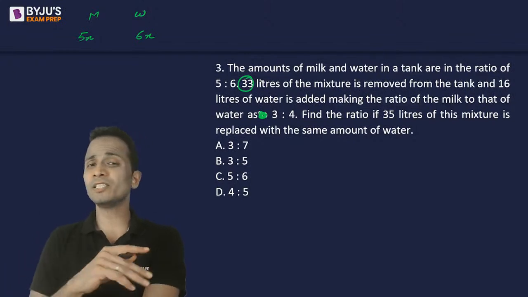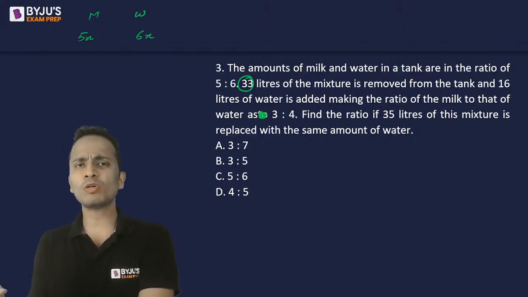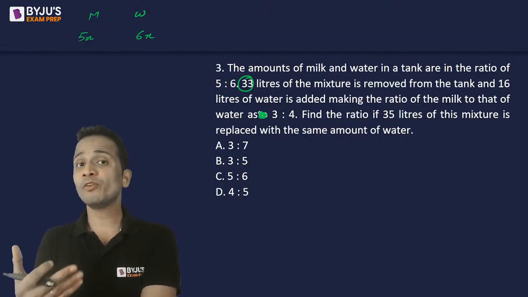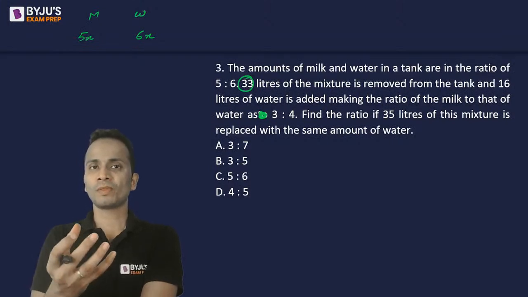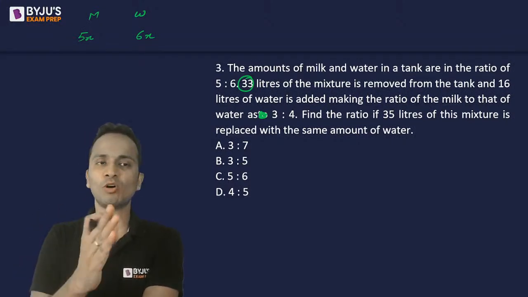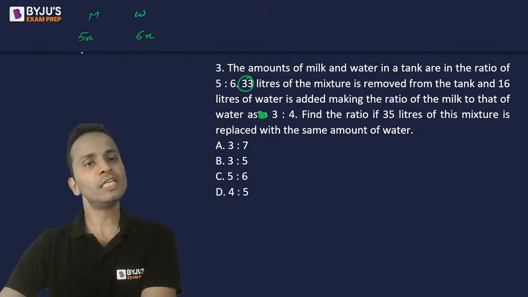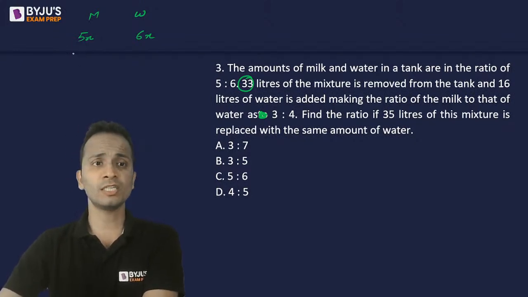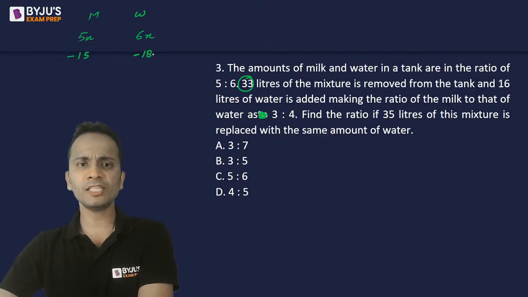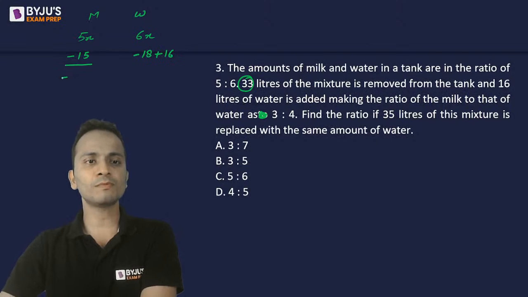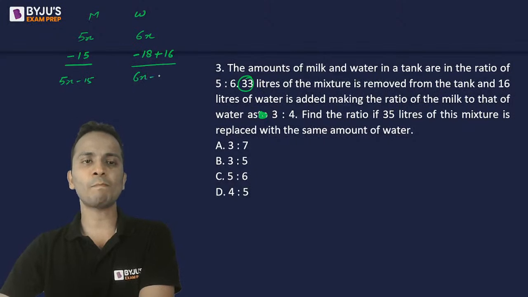Now 33 liters is removed, so milk and water will come out in the same ratio in which they are present. So if I am removing 33 liters of this mixture, milk and water will come out in the ratio of 5 is to 6. So 33 liters divided in the ratio of 5 is to 6 will be 15 liters of milk and 18 liters of water. And now it is replaced with 16 liters of water. So finally the milk becomes 5x minus 15 and water becomes 6x minus 2.